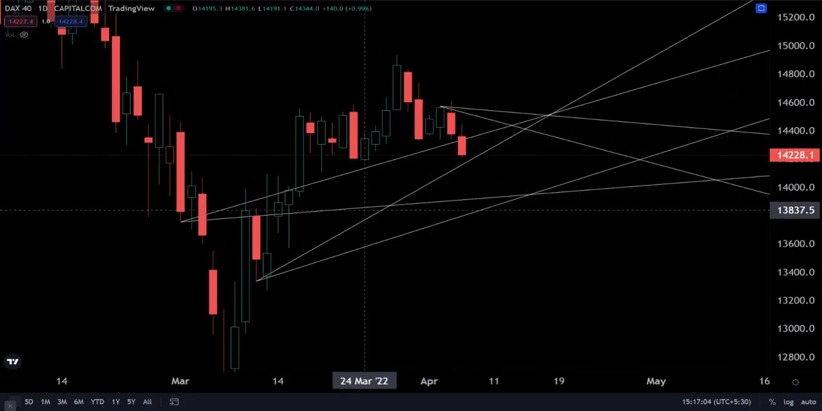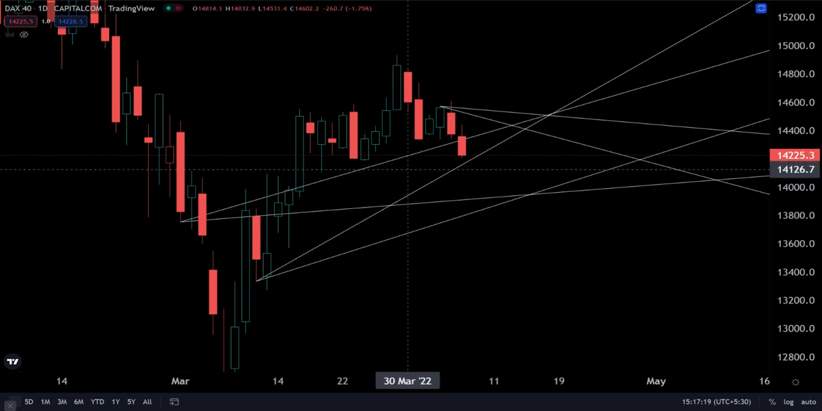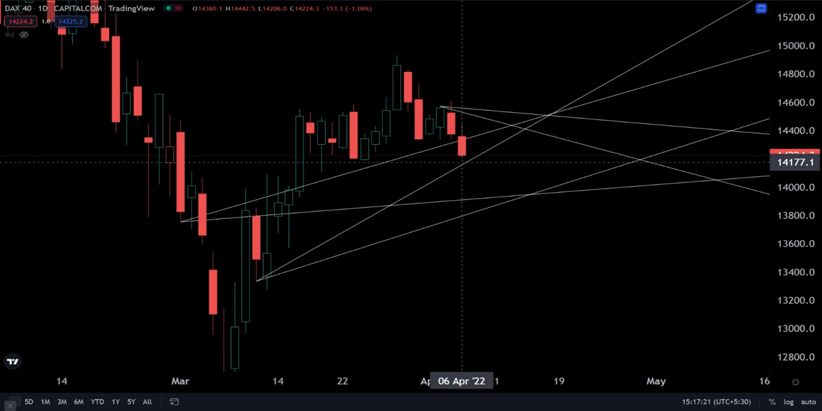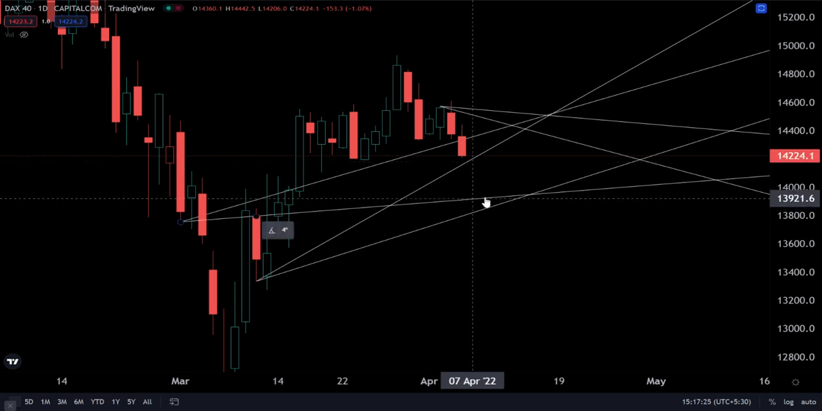Hi there. We're gonna look at the DAX daily chart and try to define our support and resistance levels. As you can see, DAX has been in the sell mode for the last 2 days, and it is continuing today. We're looking at a support of around 14,150. If that breaks, then we're gonna be down to 13,900.